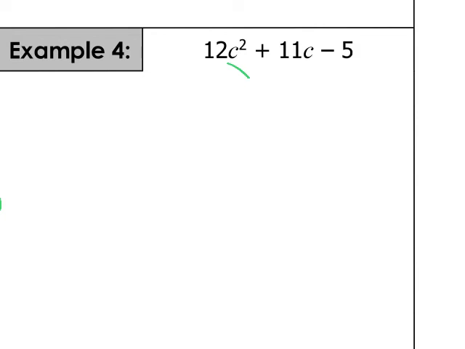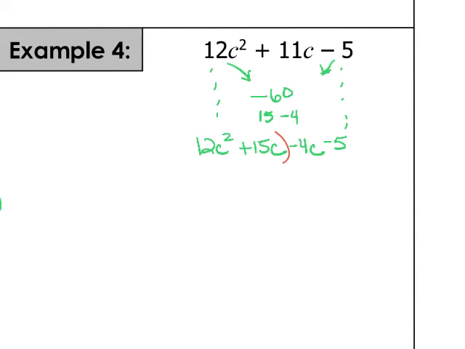Okay. Assuming you've paused it on your honor and you've tried, at least got as far as you can. I'm getting negative 60. That would be 15 and negative 4. Now I'm going to write 12c squared, right? I'm bringing down that a, 12c squared, plus 15c minus 4c, creating that b term, minus 5, just bringing the c term down. Now I'm going to group it. And now, what can I pull out from my GCF? Well, 3 definitely and c definitely.